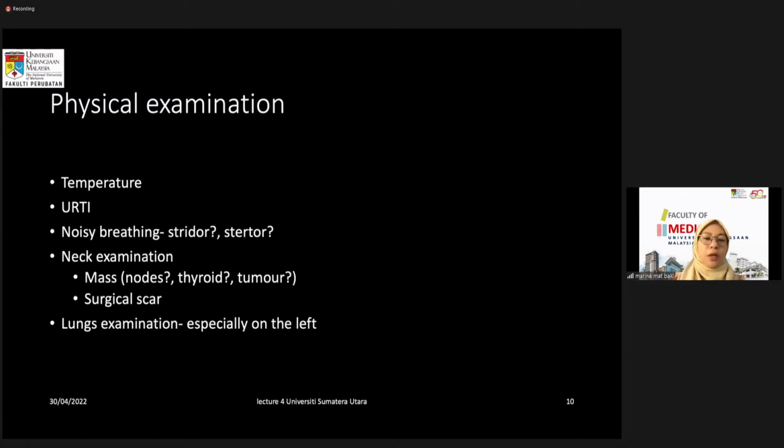For example, if the patient has lung findings and at the same time has hoarseness, you may think about tuberculosis. The patient may have a chest X-ray that shows cavitation of the lungs, and when you examine the larynx, you see lesions, which may be a TB laryngitis. So those are the things that you need to examine during physical examination.